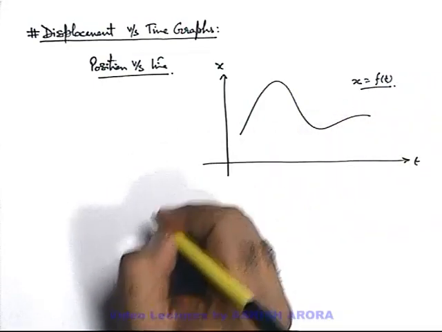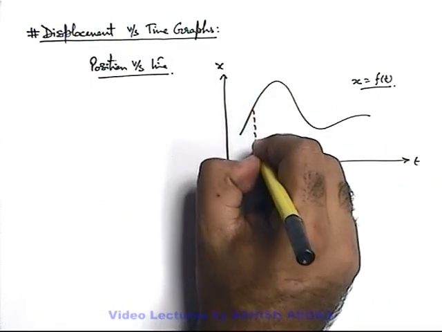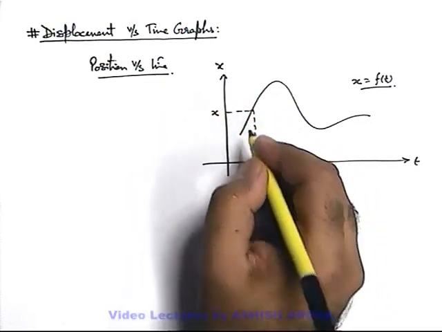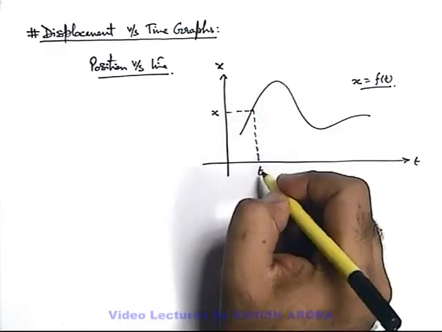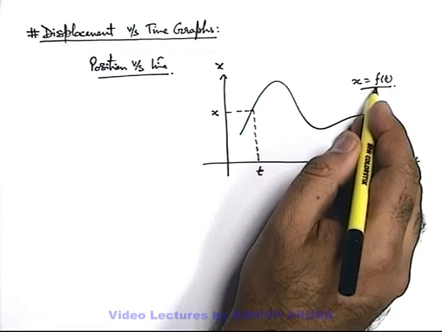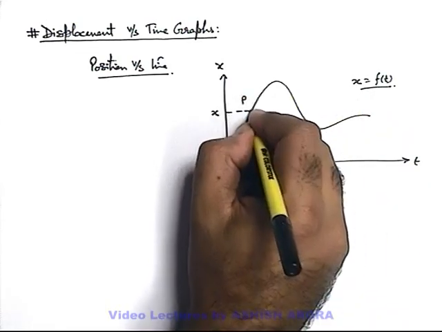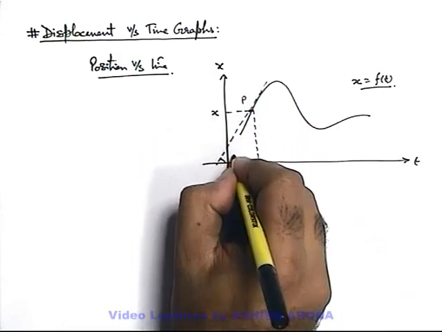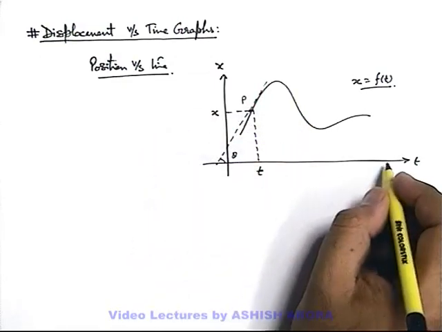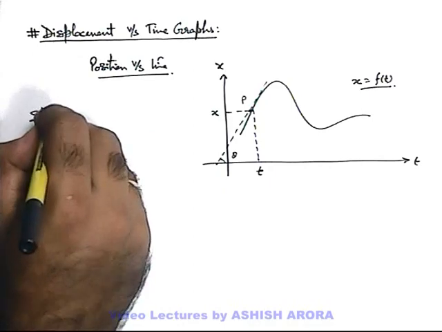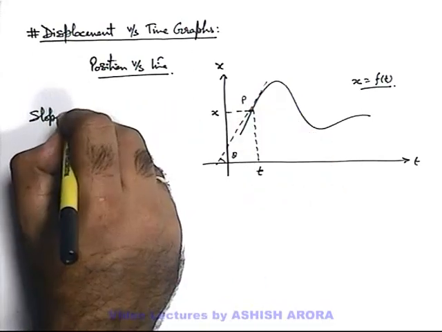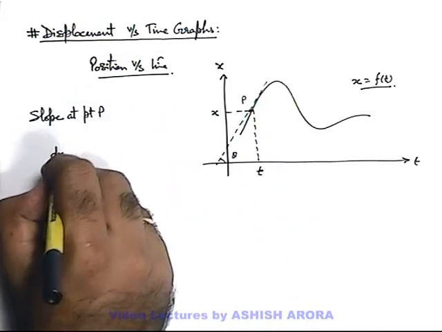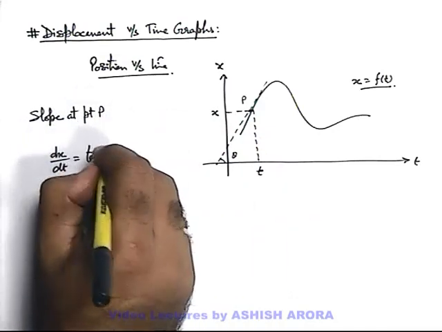In this situation, at any instant of time t, we can directly get the position of the particle by using this curve or by substituting the value of time in this function. So if this point is P, we draw a tangent of this curve at this point P and say it makes an angle theta with the time axis. So we can simply state the slope of the curve at point P can be written as dx by dt, which is equal to tan theta.